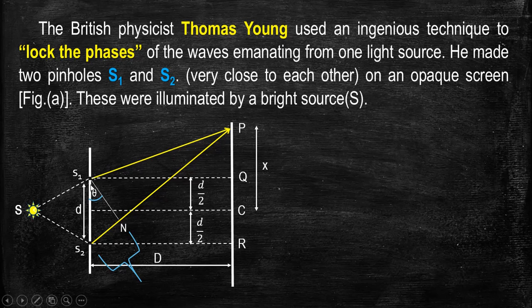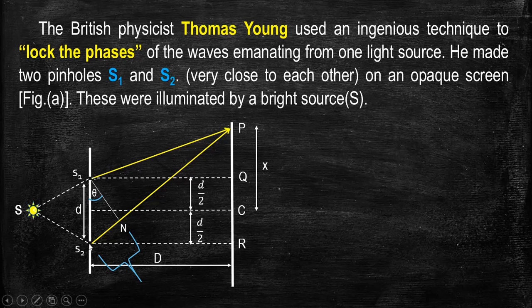Look at this diagram. Both paths S1P and S2P are not equal. S2P is greater than S1P. How much is it greater? It is greater by S2N. So this is the difference between the two paths S1P and S2P.